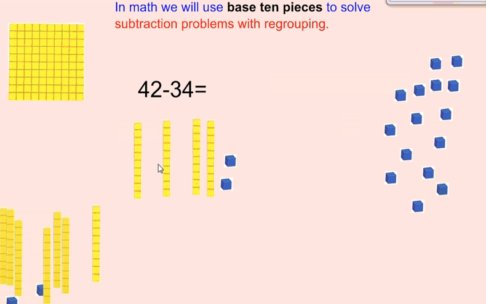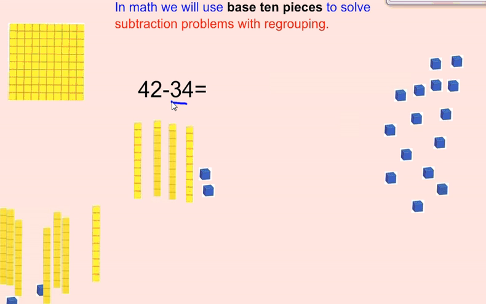So they have 10, 20, 30, 40, and 41, and 42. So they can see their 10s and they can see their 1s. And then they need to subtract 34. They have enough 10s to subtract. They can see that they have 3 10s, but when they have to subtract 4 1s, they can see that they do not have 4 1s. They have only 2.